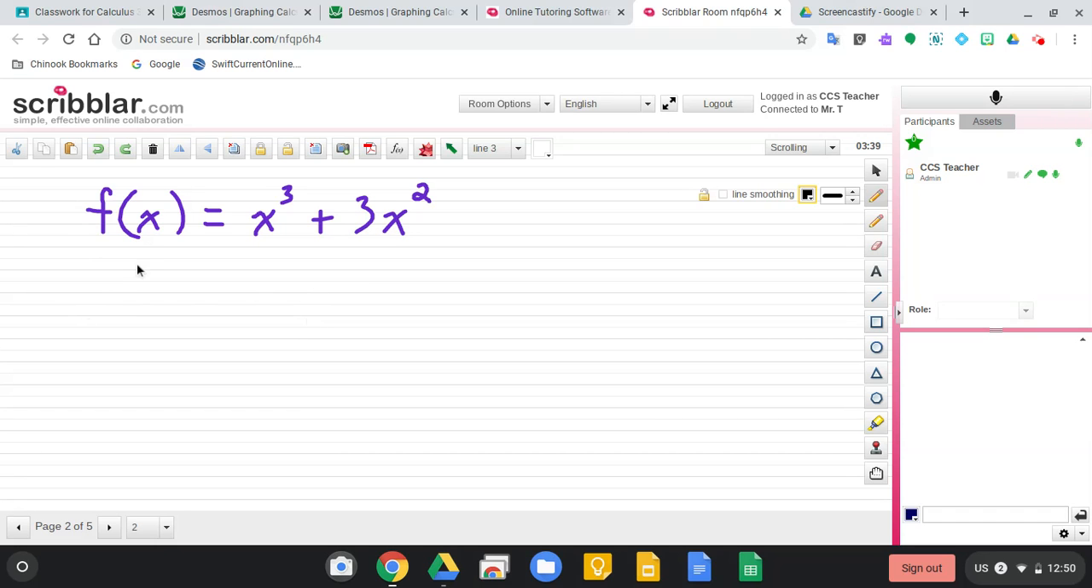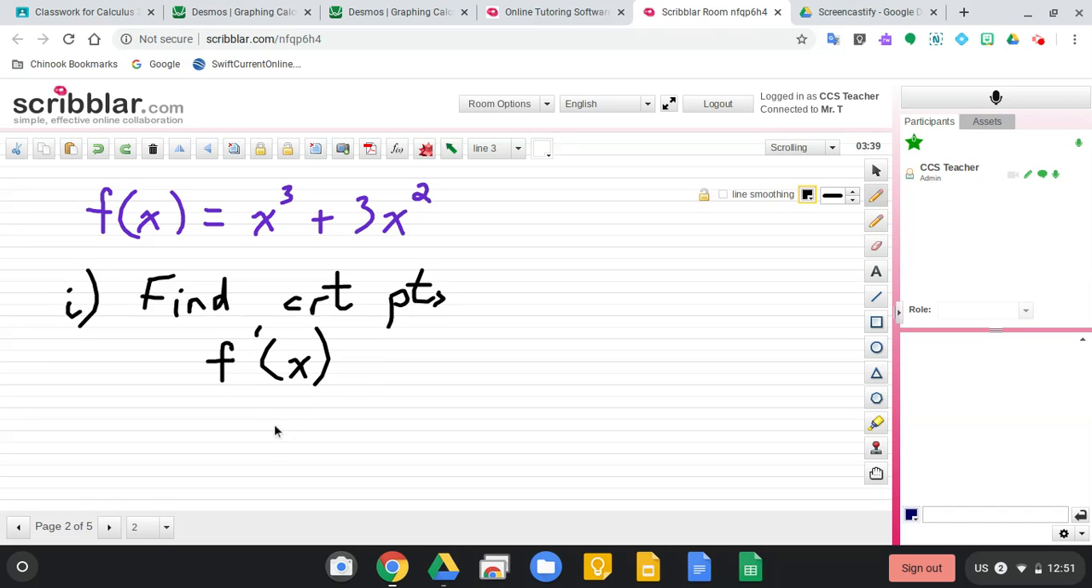So if I was being asked to graph this, the first thing I would want to do is I always want to find my critical points. And so I abbreviate that CRT PTS, critical points. And that's what we were doing in section 4.1. To find the critical points, the first thing I have to do is find my first derivative, f prime.